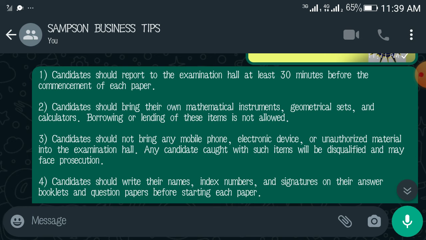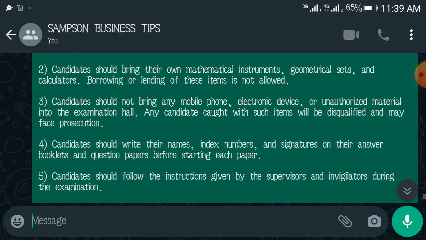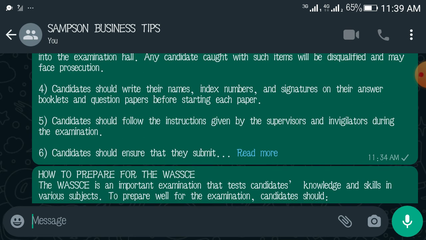Now that you are writing the exam, always ensure that you are in the exam hall 30 minutes before the exam starts. Number 2, you should bring all your materials like math set, calculator, everything you need. Borrowing will not be allowed. WAEC doesn't normally allow borrowing, even NECO. Number 3, don't bring any phone to the exam hall or any electronic device. WAEC always says no to that.